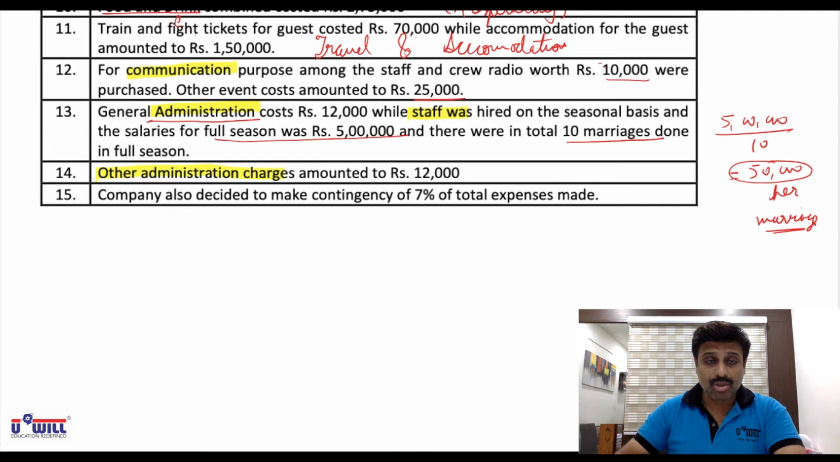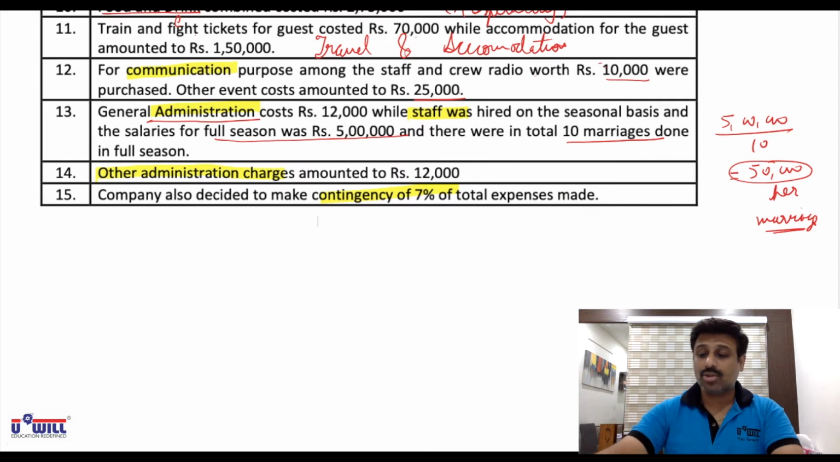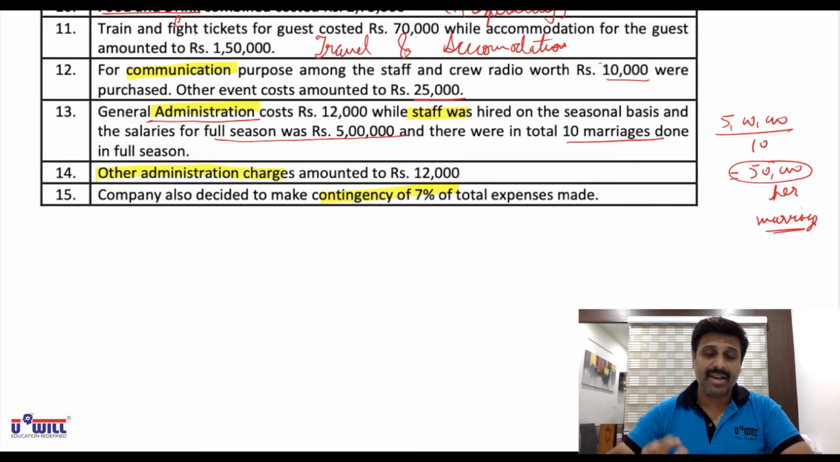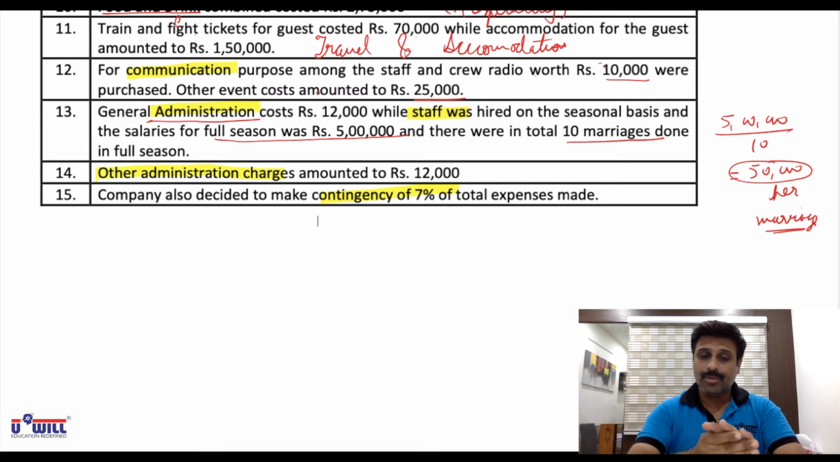The company also decided to make a contingency of 7% of total expenses. There are no marketing costs over here, but you will write it. You write everything in the format and you write nil, nil, nil, nil everywhere. You all make the formats, put the items on your own, then I present the answer in front of you and you verify whether you got it correct or not. Okay, start solving, everyone.